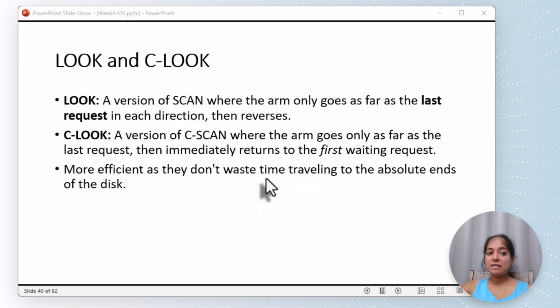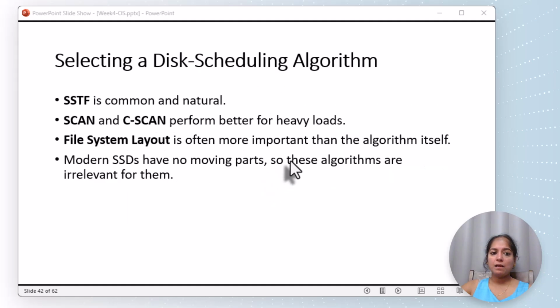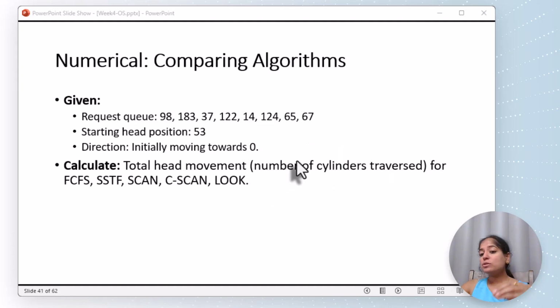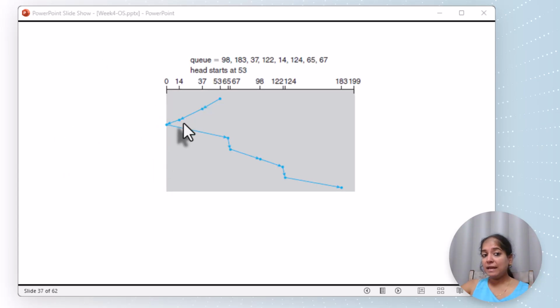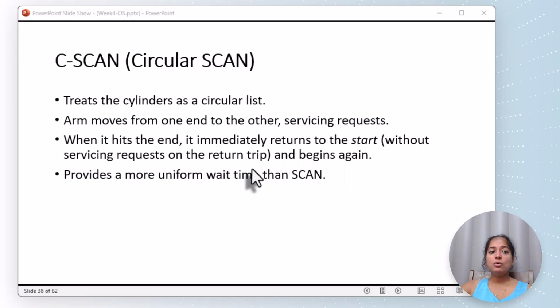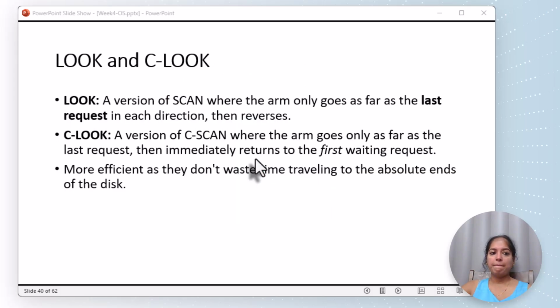So in LOOK and circular LOOK, we go only up to 14. Then since this is the last request and there is no more request, it will start going in the next direction. So there is less wasted movement. The wasted movement which we are doing in SCAN and circular SCAN will not happen here. So these are more efficient as they don't waste time traveling to the absolute ends of the disk.